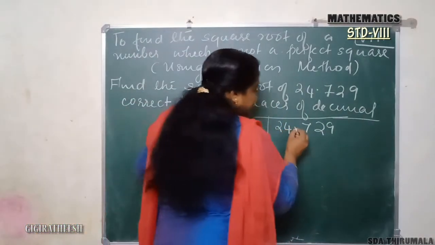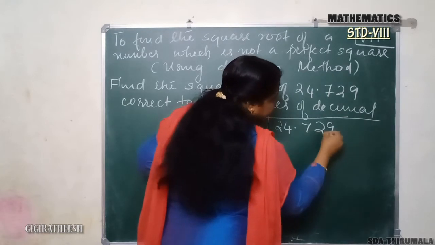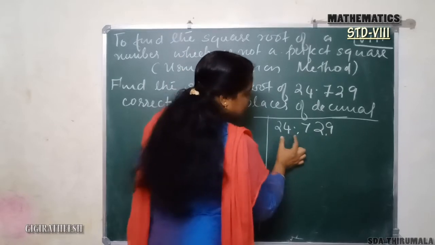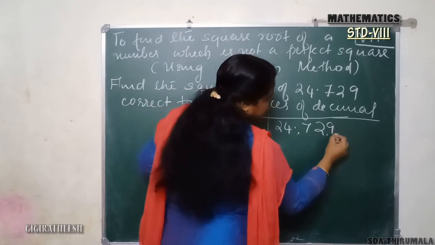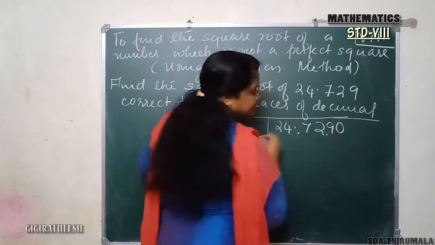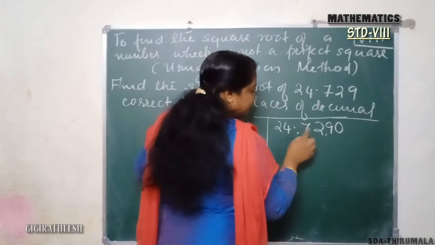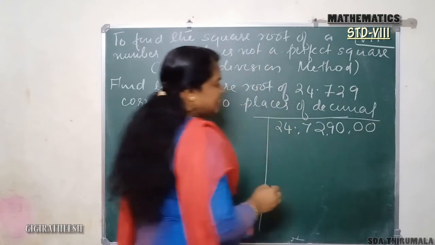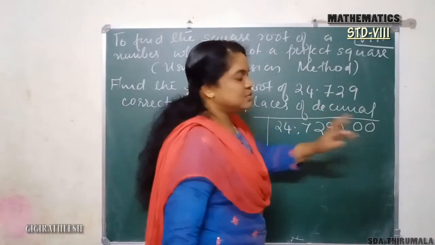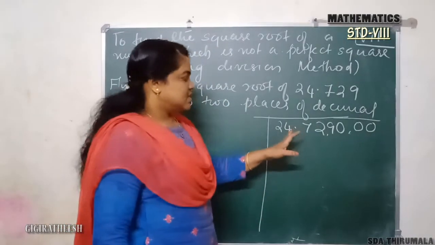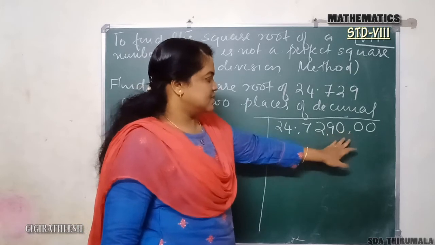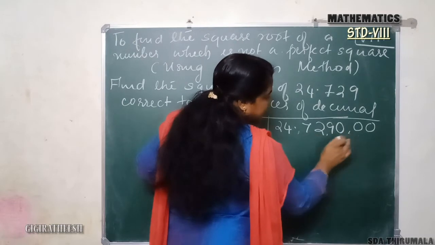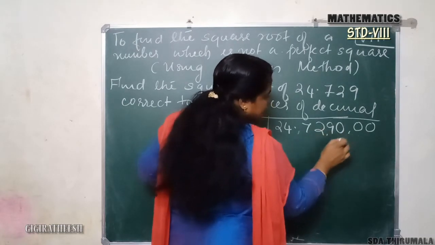As I said in the previous case, we should group the digits in twos. Here the first two, the second two, and here there is only 1, so put a 0 here. Then after the decimal we need 3 place values, so we need two zeros also. That is 24.729000, because we need 3 decimal places: 1, 2, and 3.